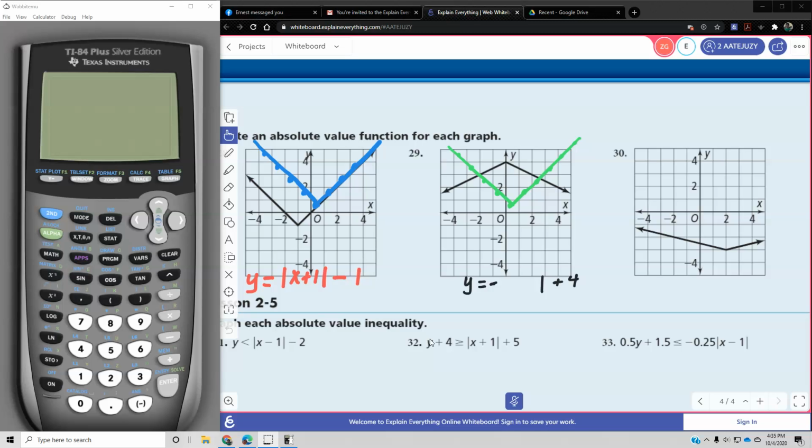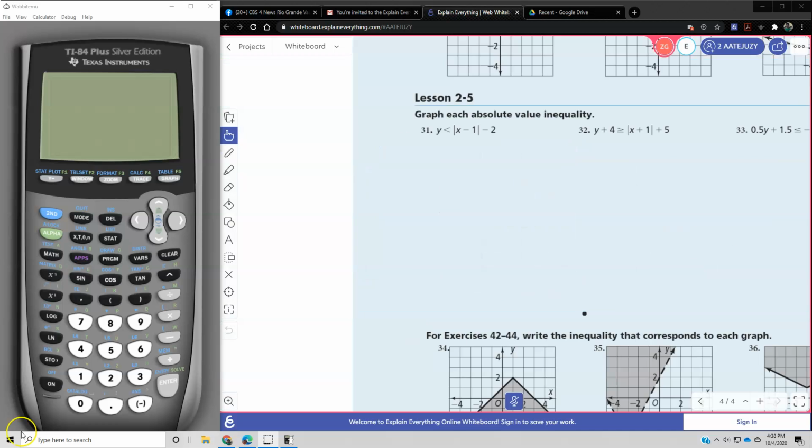Also, I did notice that it became wider. So I'm going to write -1/2 absolute value of x + 4. Why did I say that? Because I noticed that after 2 units it went up. Here I see it's 1. So for 31, 32, and 33, I'm going to show you how to graph that using the TI-84 calculator.